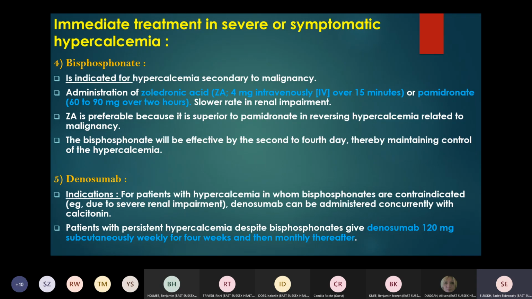Denosumab. Denosumab is a medication given in a case where the patient cannot tolerate bisphosphonate. I mean, if there's a contraindication for bisphosphonate, like severe kidney impairment, for example, or severe gastritis or osteonecrosis, these are the contraindications for bisphosphonate. At that time, we can give denosumab as an alternative to bisphosphonates.